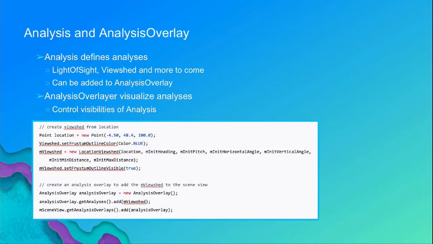So again, for analysis, if we have location viewshed, and you create an analysis overlay on a scene view, you can get all the analysis. It's similar to how you get the graphic overlays on a map. So you can get analysis overlays and add an analysis overlay on top of your scene.